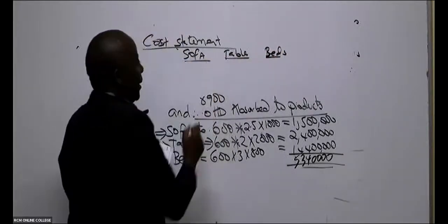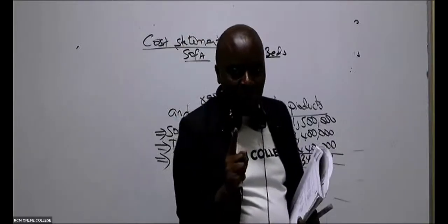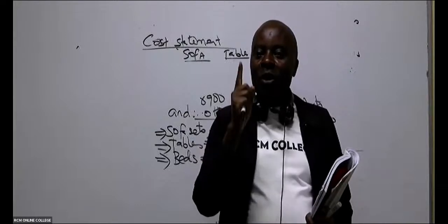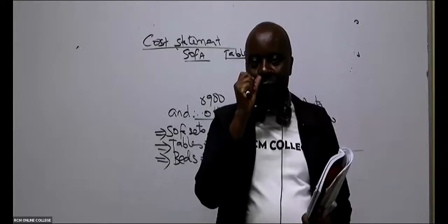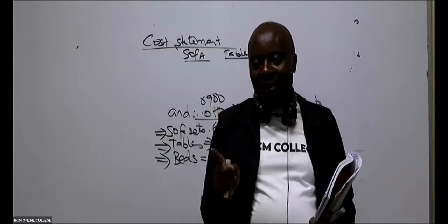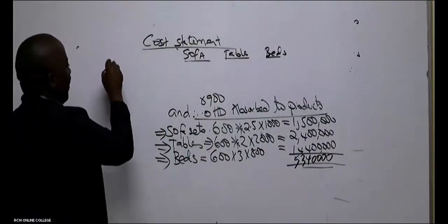So is there somebody who is able to remember our cost components? We have what we call prime costs and overheads. Prime costs are all the direct expenses, like in this case, direct material cost and direct labor. So let's first of all start with prime costs. So give me direct material cost.